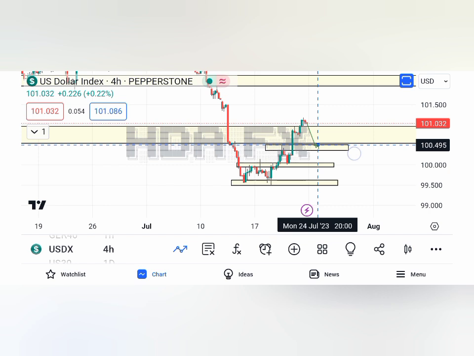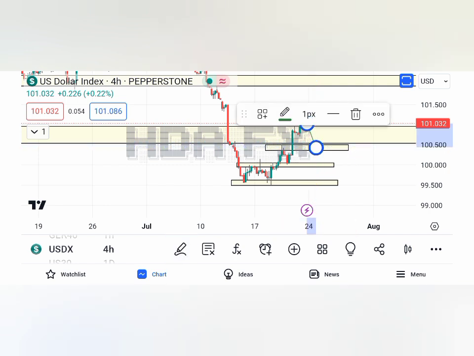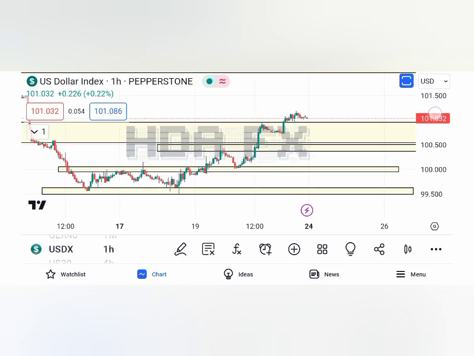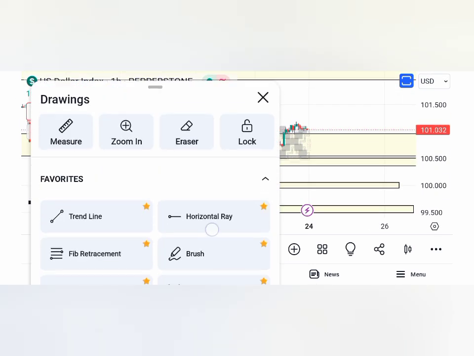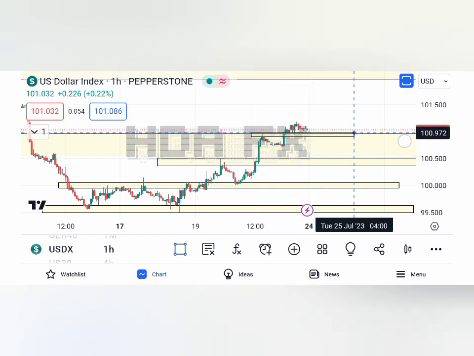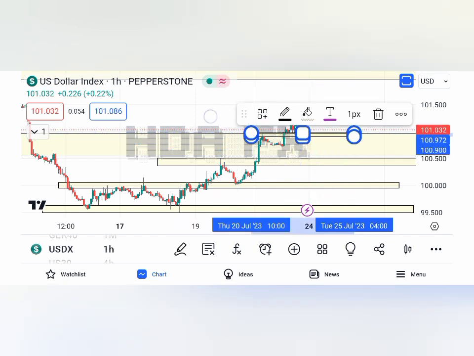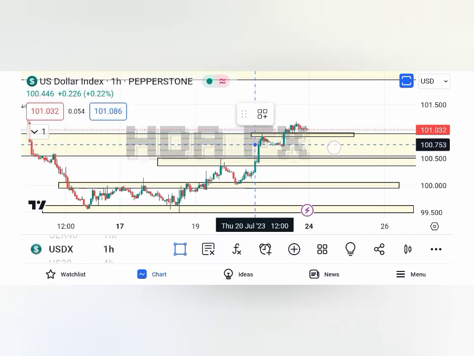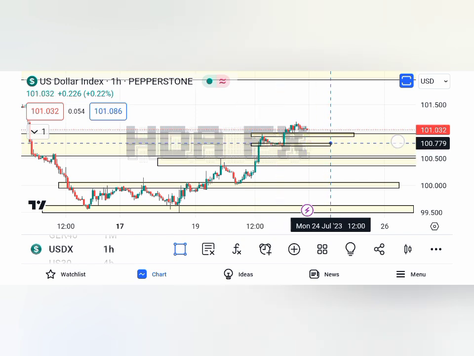If price fails to get to this structure here, then I'm not going to place a buy trade on the dollar index. I'm expecting price to come down here. But if you move down to the 1-hour time frame and see what we have there, we can spot a key level here, another key level here, and another key level at this very point here.